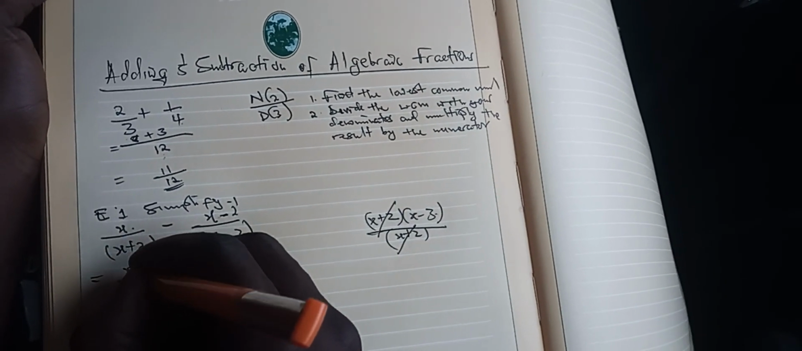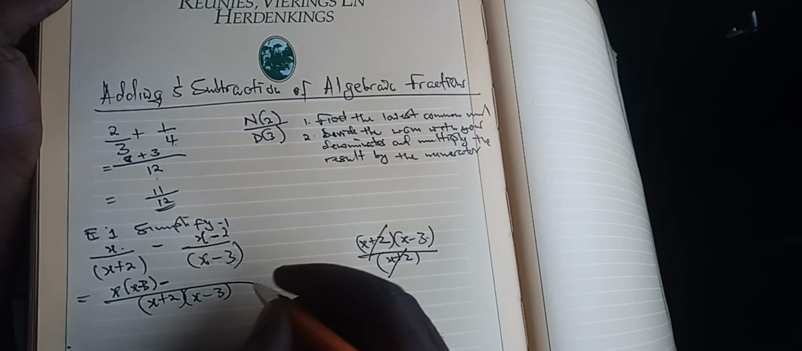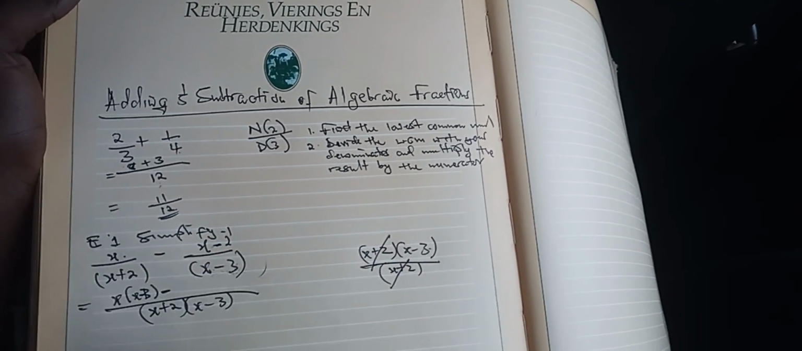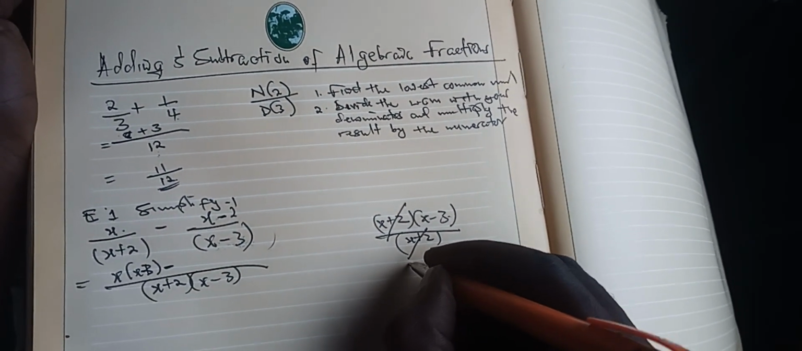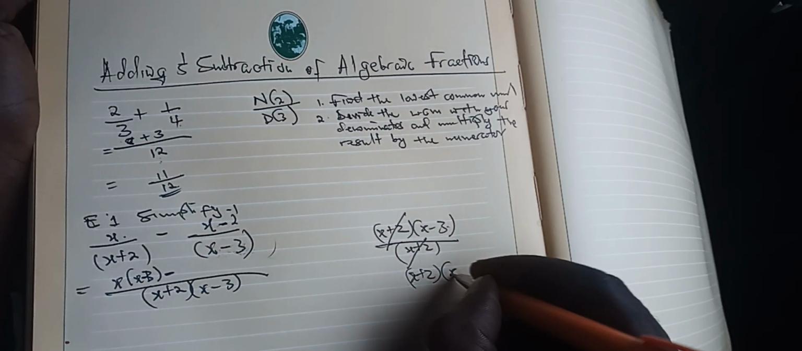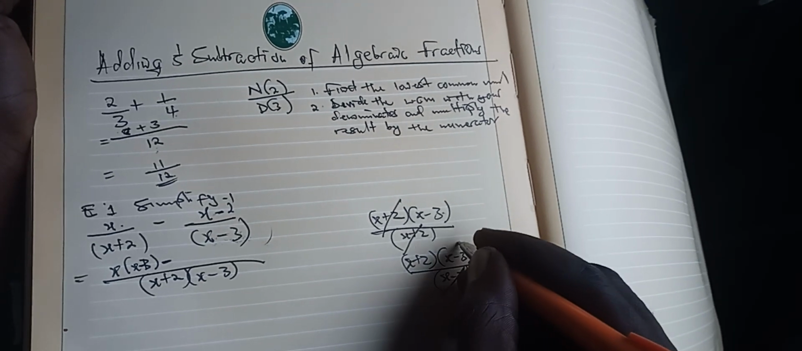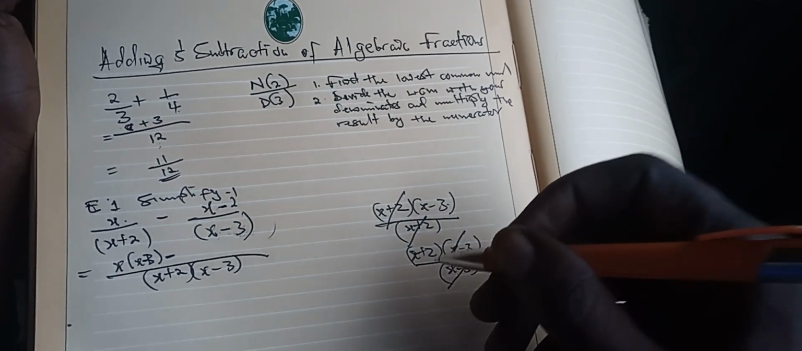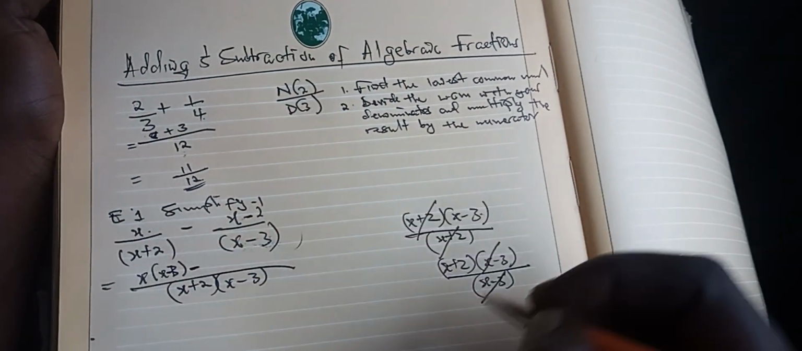So here we are going to have x minus 3, minus, and then we are going to say this denominator into our lowest common multiple. It's more like what we've done before. Again, we are going to say x plus 2, x minus 3 divided by x minus 3. And x minus 3 is going to cancel x minus 3, and we are going to be left with x plus 2. So our x plus 2 is going to be multiplied by our numerator.